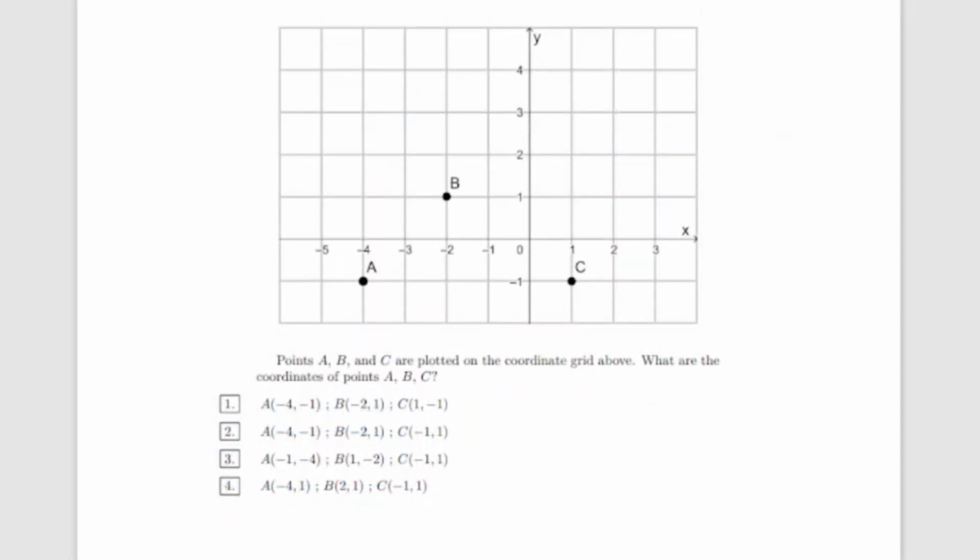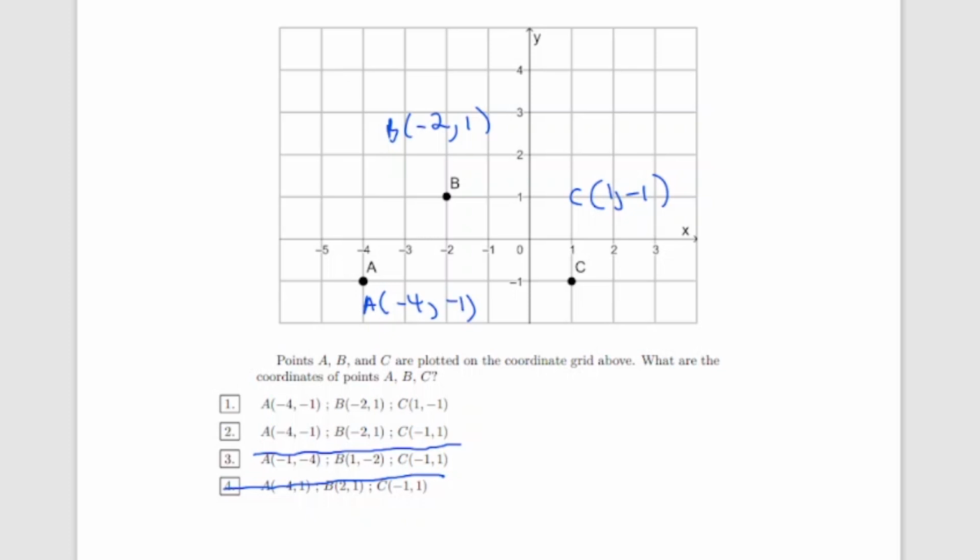Points A, B, and C are plotted on the coordinate grid above. What are the coordinates of points A, B, and C? So point A is -4, -1. Point B is -2, 1. And point C is at 1, -1. So we're looking for -4, -1. So this scrapes this out of the running, and it also scrapes this one out of the running.